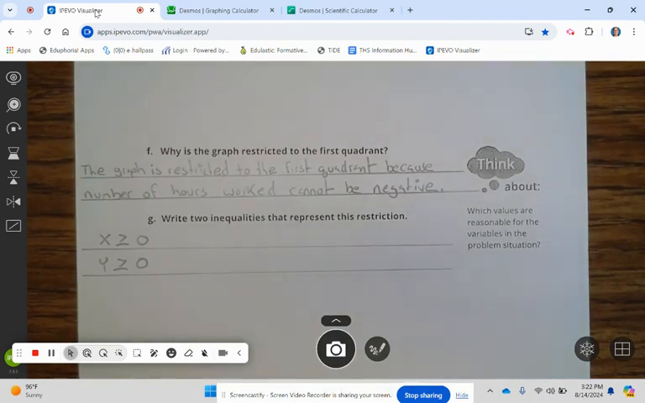Why is the graph restricted to the first quadrant? The graph is restricted to the first quadrant because the number of hours worked cannot be negative. Write two inequalities that represent this restriction. X is greater than or equal to 0, and Y is greater than or equal to 0.